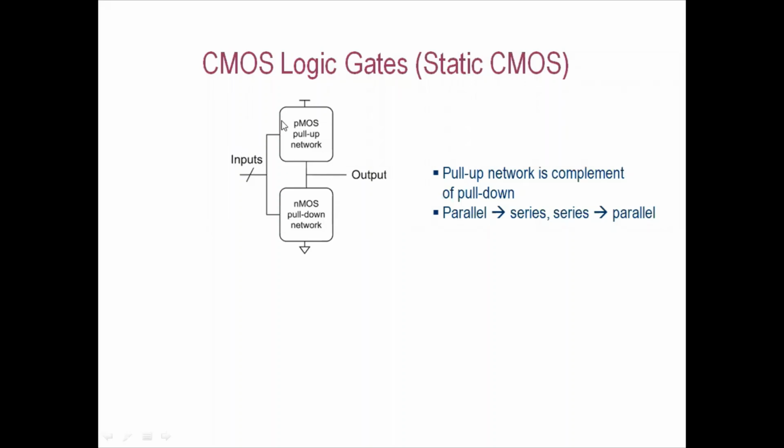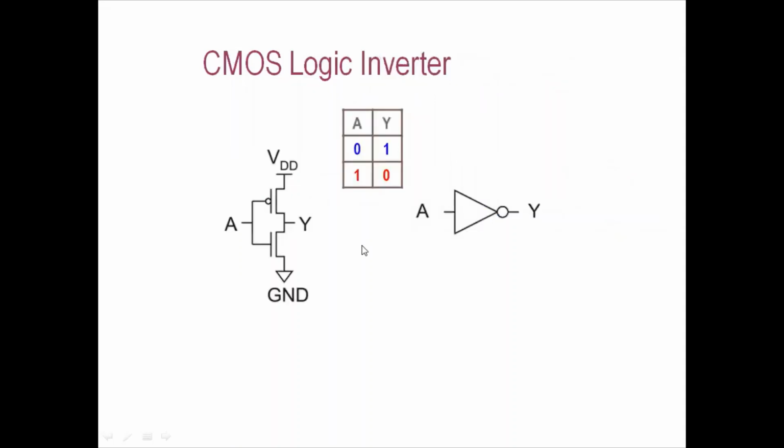So this is the structure of my CMOS, where my PMOS is a pull-up network and NMOS is a pull-down network. The pull-up network and pull-down network are two complementary networks. So if I have the gates in my pull-up in parallel, I will have the gates in my pull-down in series, and vice versa. We'll see this with the example of the basic gate.